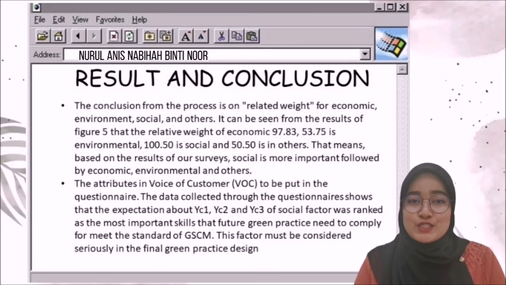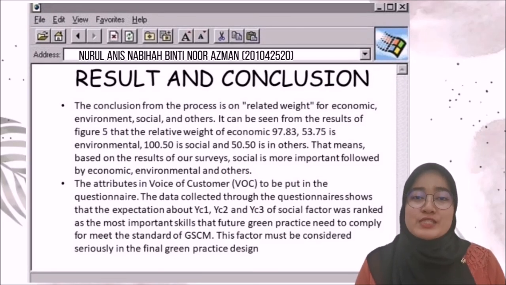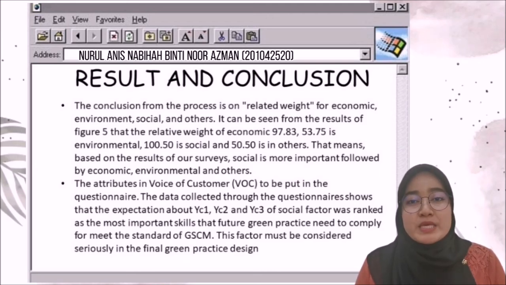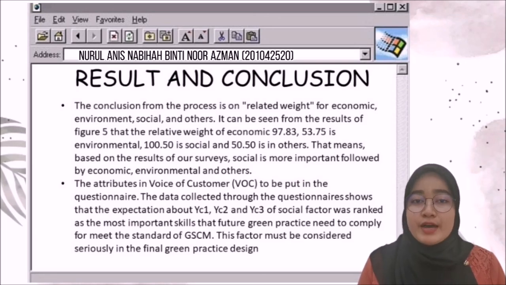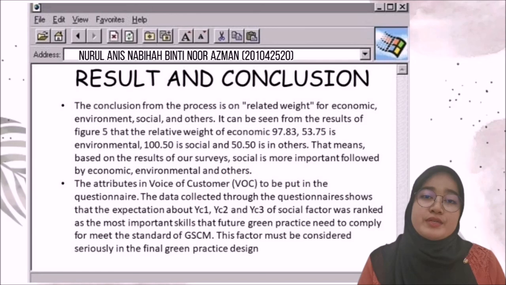Next, the result and conclusion. The conclusion from the process is the related weight for economy, environment, social, and others. It can be seen from the result in figure 5 that the relative weight of economy is 97.83 and 53.75 for environment. Next, 100.50 is social and 50.50 is others. That means, based on the result of our survey, social is most important, followed by economy, environment, and others.